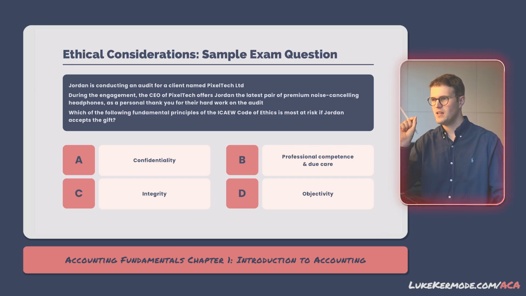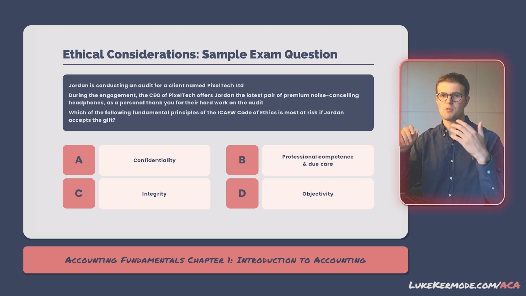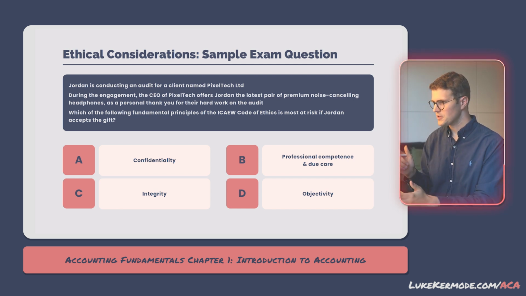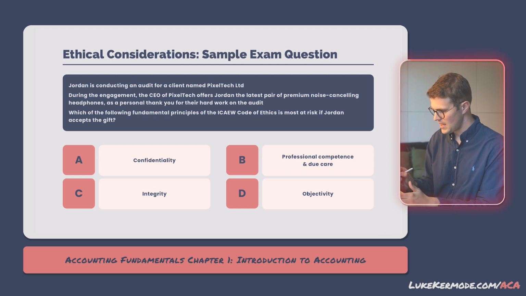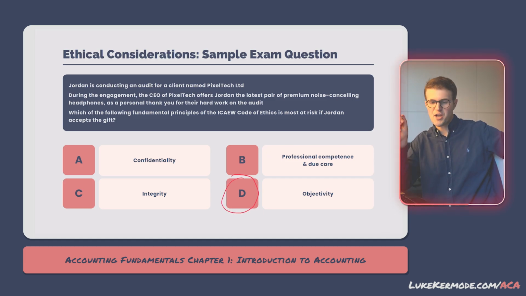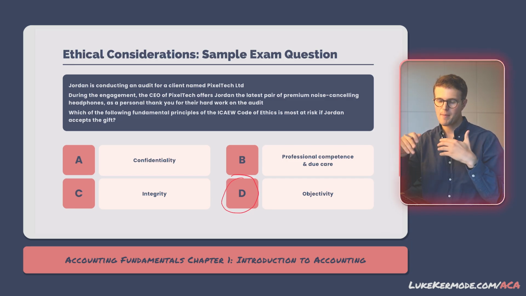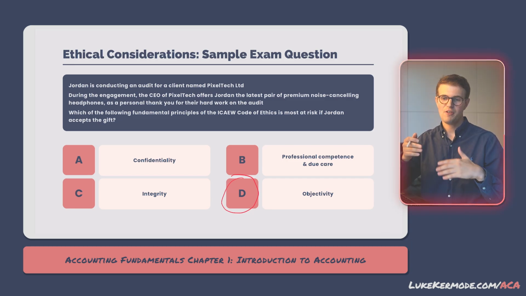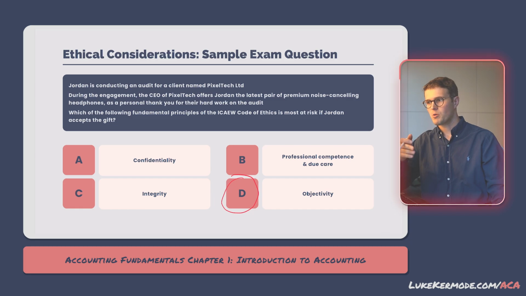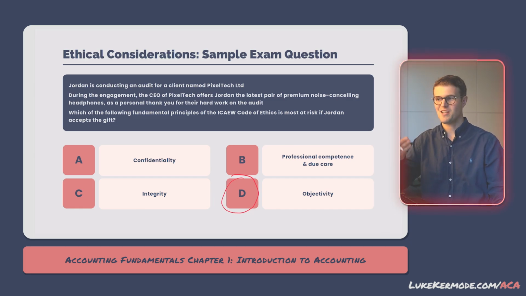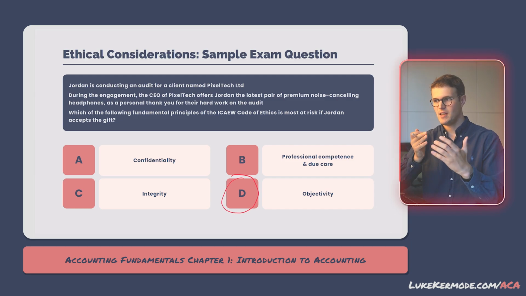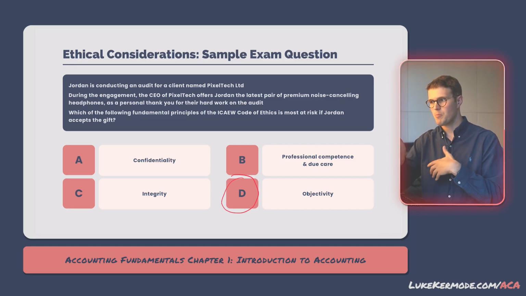While integrity and professional competence might come to mind, the principle that's most directly threatened here is Jordan's objectivity. Objectivity means staying free from bias or outside influence, especially when making professional judgments. A gift, even a well-meant one, could compromise Jordan's independence and create a perception of a conflict of interest. So remember, maintaining objectivity isn't just about refusing gifts, it's about protecting your professional credibility at all times.